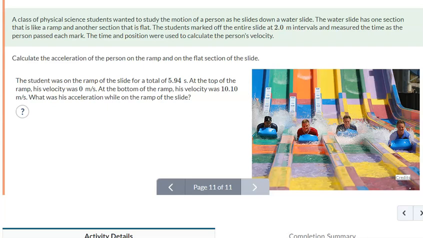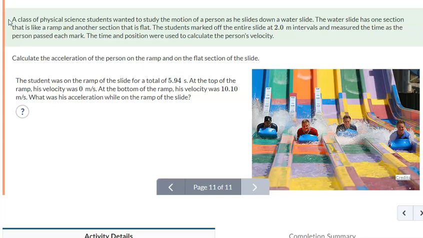All right, let's do some acceleration calculation. We'll do some practice here with this. It says at the top of the screen here, a class of physical science students wanted to study the motion of a person as he or she slides down a water slide.